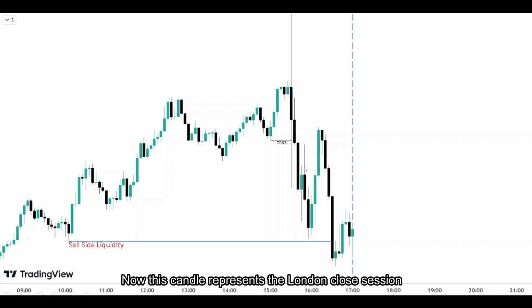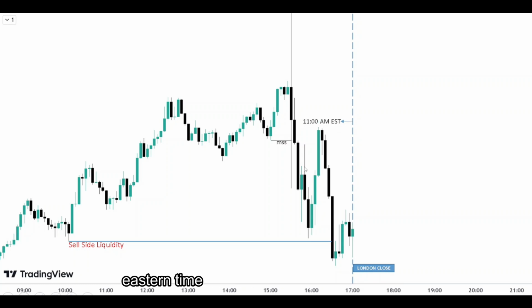Now this candle represents the London close session, which is at 11 AM Eastern Time and 5 PM local time. This session is known for profit taking by institutions, which will cause retracements and reversals. So if you took trades before the session in any direction, when the session begins you must close your positions or take most of your positions off, because you might have a retracement or reversal.